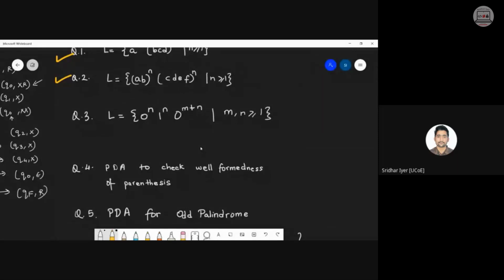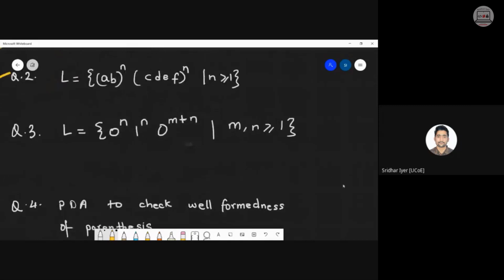PDA, approximately 20 to 25 marks may be asked from PDA. Same goes with Turing machine. So PDA and Turing machines carry the most weightage, and after that grammars. I'm saying this after adding all those optional marks also. Including options, up to 25 marks come out of PDA and Turing machines. Okay, so just have a look.